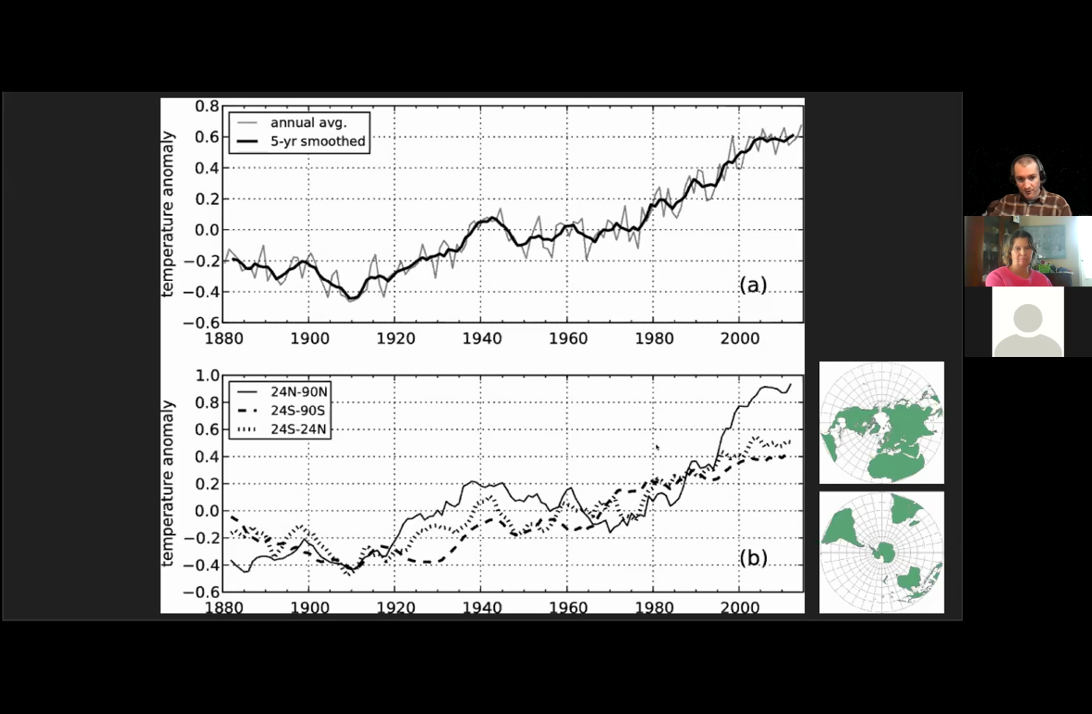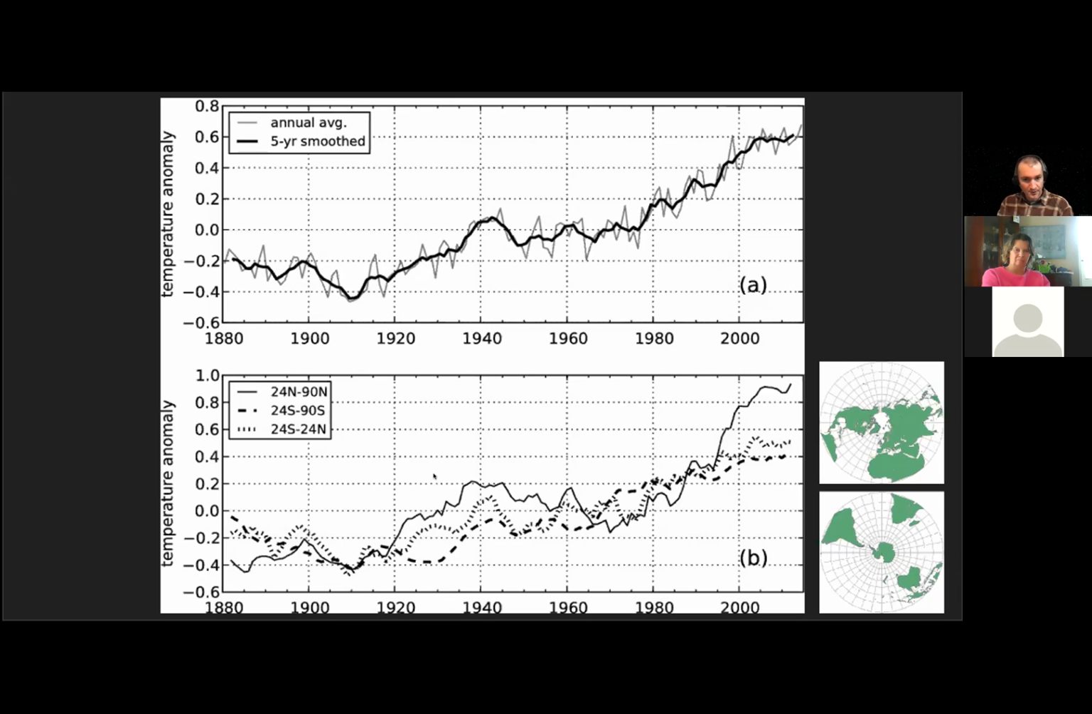To show some of the regional variability, we can now look at the bottom part of the figure. We split this into 3 different latitude ranges. 24 to 90 degrees north is going to be a northern hemisphere representation. That's the thin black line. Southern hemisphere is going to be the bold dash line from 24 to 90 degrees south. And then the tropical latitudes near the equator is going to be the dotted line between 24 degrees north and south latitude. We can see that the overall trends for all three regions is roughly the same, but the magnitude of warming and cooling does vary.